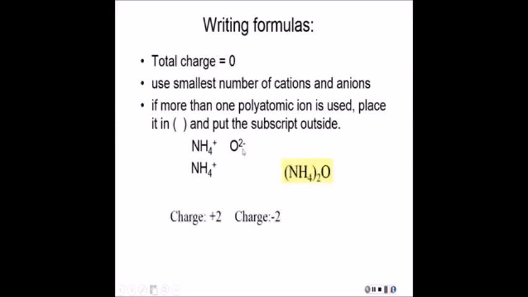So the formula, now we put parentheses around the NH4 because we're using 2 of them, and we put the 2 outside. Remember, again, positive then negative. And so the name is just going to be ammonium oxide. I didn't have the name written down here for you. The name is just the name of the ions. Again, we're not saying that subscript 2.